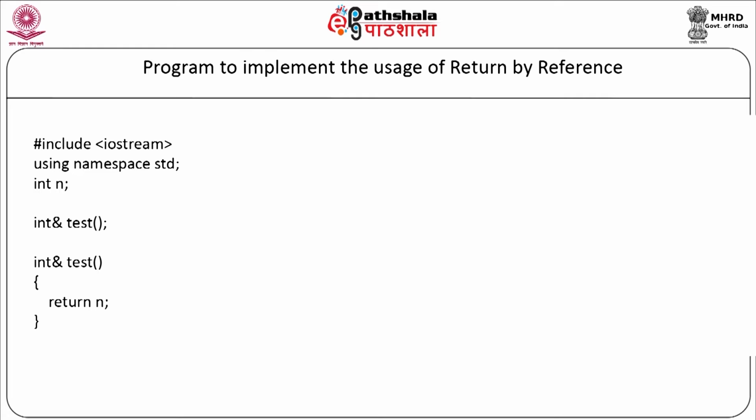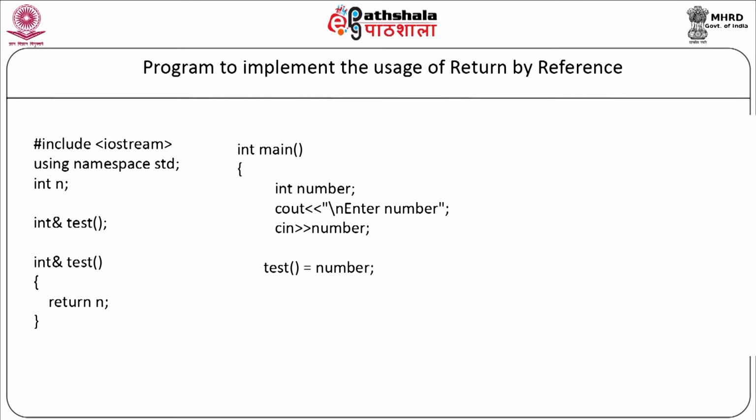We'll start with the main code, int main. We'll declare one variable, int number. We'll display the message to the user, cout enter number, cin number. Now we will call the function as test() = number. cout entered number is n, return 0, and our main program will end.